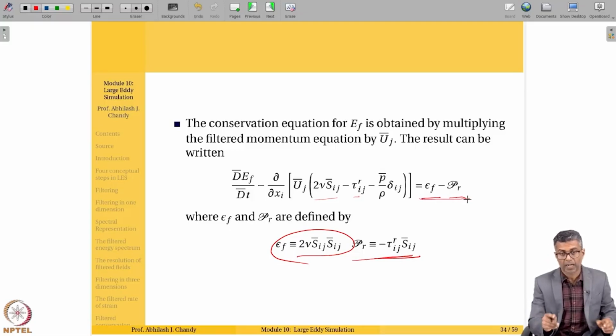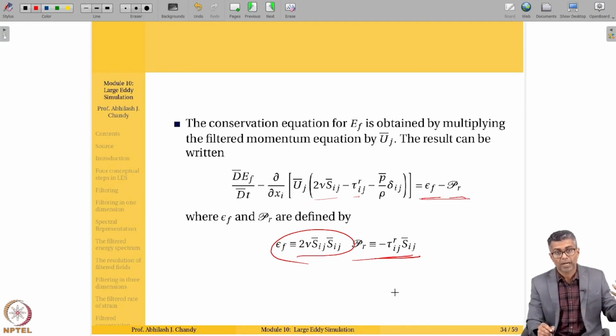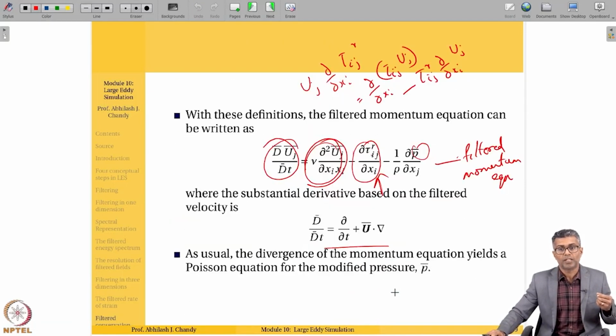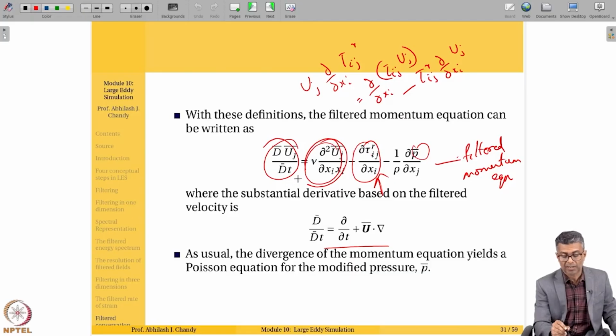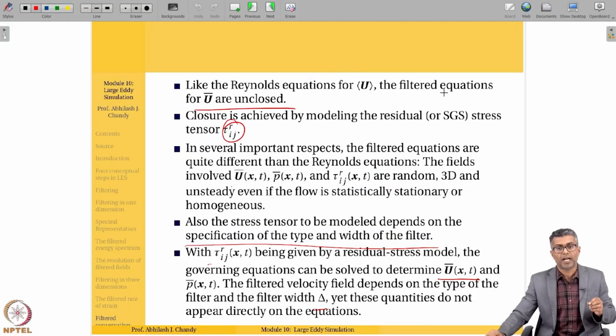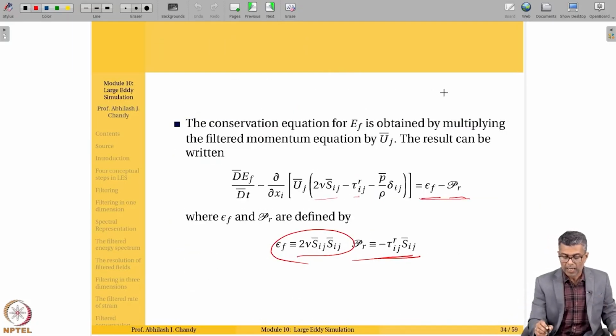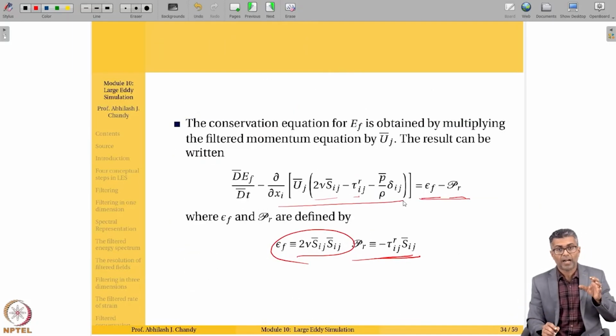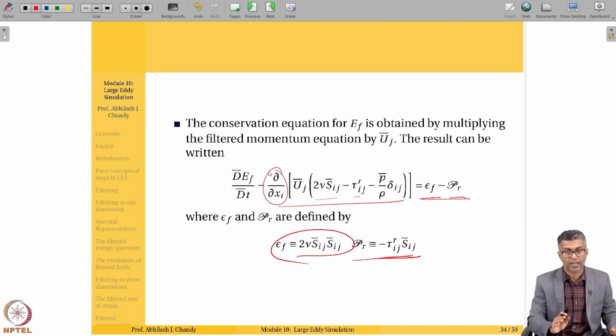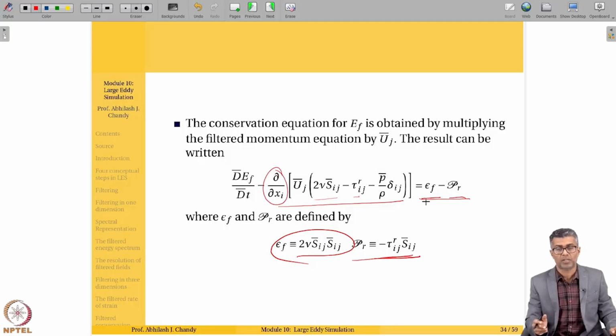These are obtained, as I had discussed in the last class, if you take uj bar multiplied by the filtered momentum equation. I had shown this last class. When you multiply uj bar by each term and then use the chain rule to separate it into these two terms in the derivative, you end up getting terms that look like this. This is easily identified as a transport term because of the del xi derivative on the outside, and everything else can be the source and the sink term.